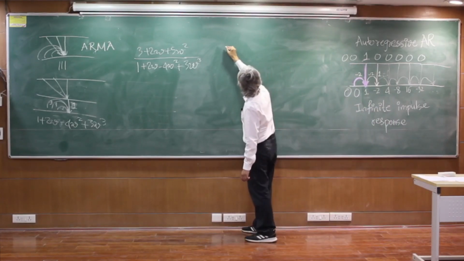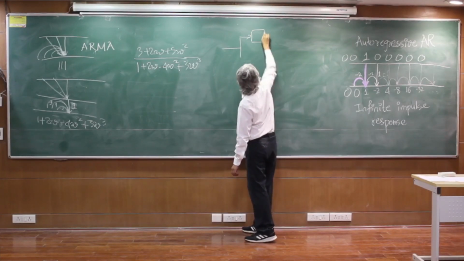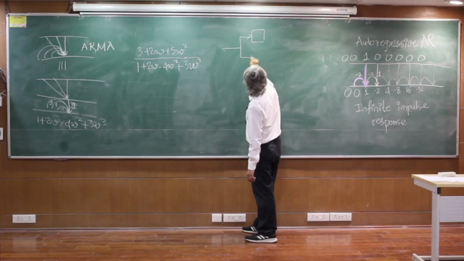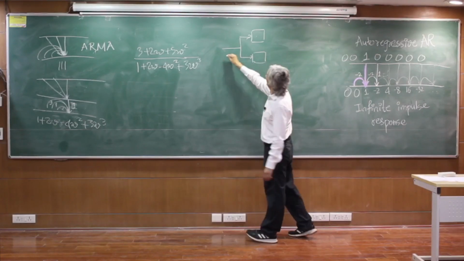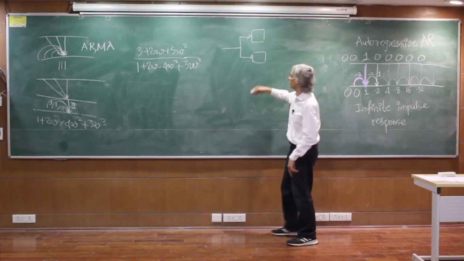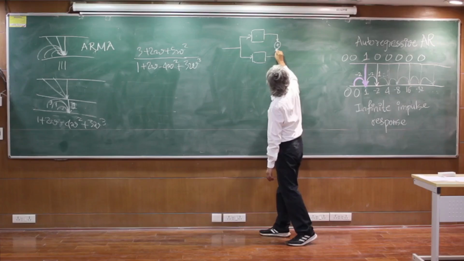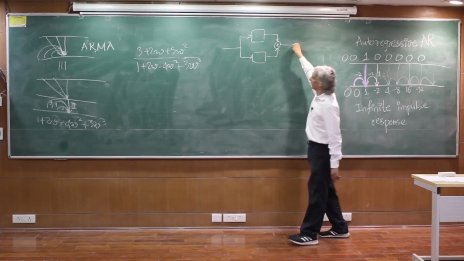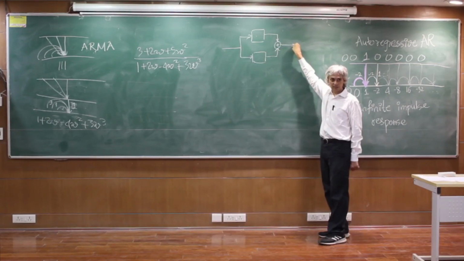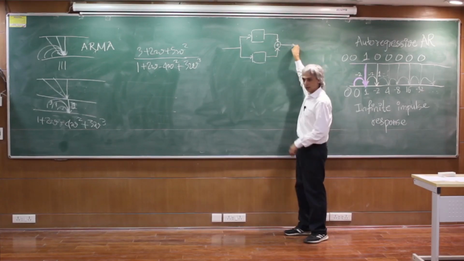Suppose I have two ARMA filters. This is one ARMA filter, this is another ARMA filter. An input is coming in. The same numbers go to two ARMA filters. The output gets added together and I get one output. Is it okay? Same input goes to two filters and I get an output.